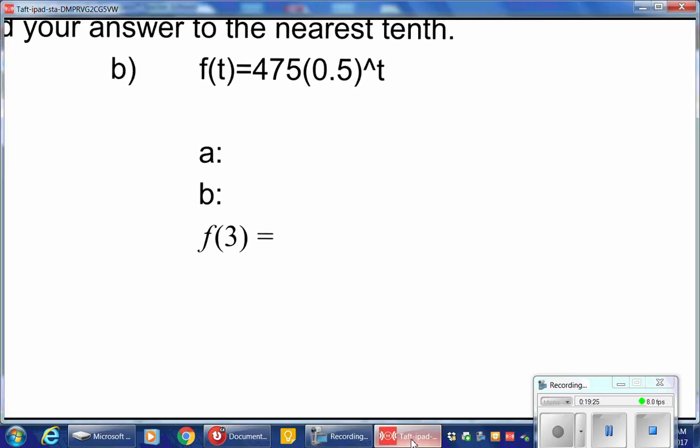Same question, different function. Here I have f of t is equal to 475 times 0.5 to the t power. So my initial amount is A, 475. B, my rate of decay is 0.5. So to make that a percent, I'm going to move my decimal over twice. So that makes that 50% because we have to fill in that blank spot with a 0. And finally, f of 3.